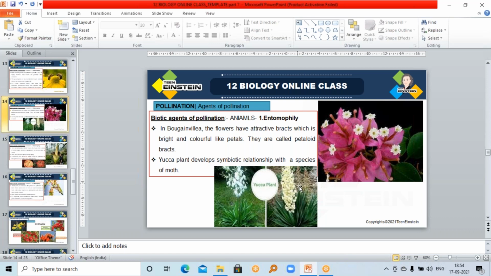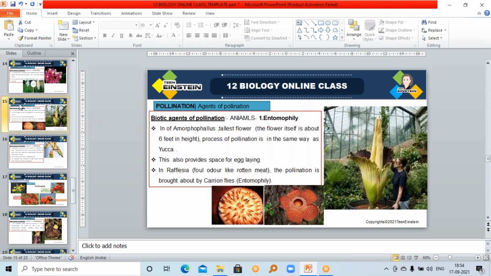And here you can see the yucca plant. In this plant also, they develop a kind of symbiotic relationship with a species of moth. These are pollinated with the help of moth. So they have a special symbiotic relationship.